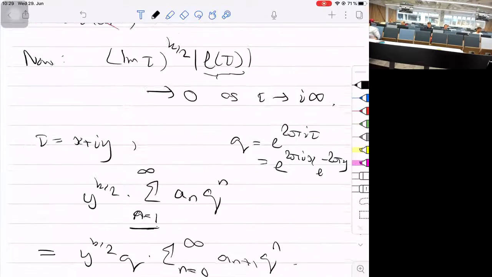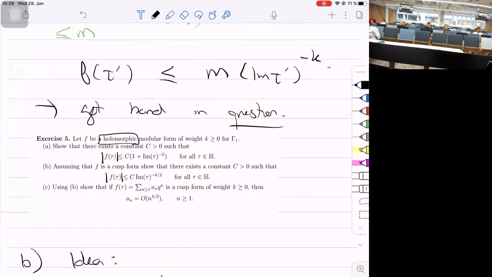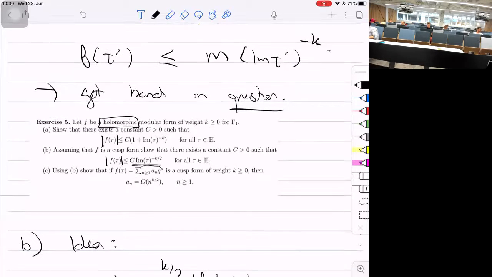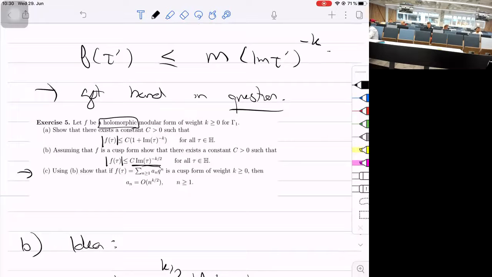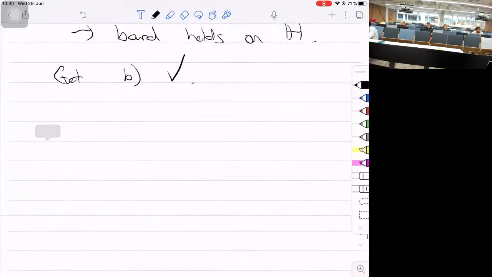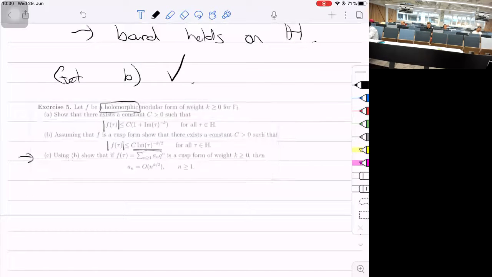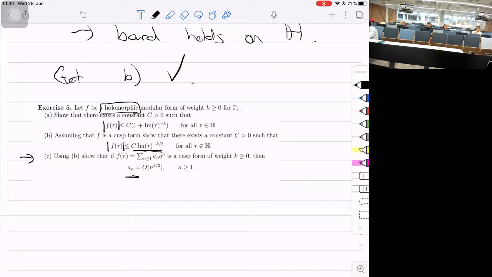So that is back up to the question. We were asked to show that the bound is something times the imaginary part of tau to the minus k over 2. So we've got that just by dividing both sides by the imaginary part to the k over 2. Then we can use this to look at the final part. It's asking us to give some bound on the actual coefficients of the cusp form.